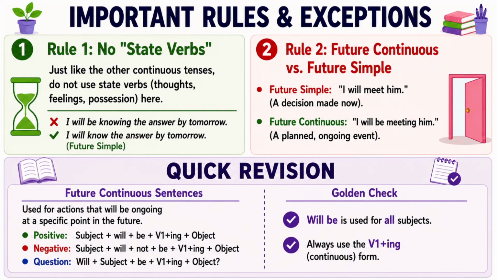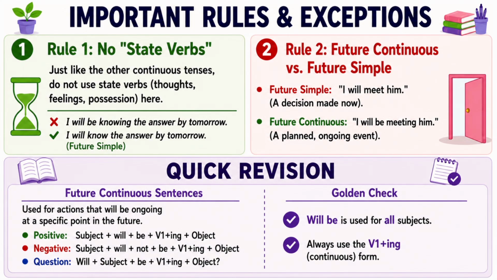Now let's quickly revise. The future continuous tense is used for actions that will be ongoing at a specific point in the future. The positive structure is subject plus will plus be plus V1 plus ing plus object. The negative structure is subject plus will plus not plus be plus V1 plus ing plus object. The question structure is will plus subject plus be plus V1 plus ing plus object. Finally, remember these two golden points. "Will be" is used with all subjects, and always use the V1 plus ing form of the main verb.